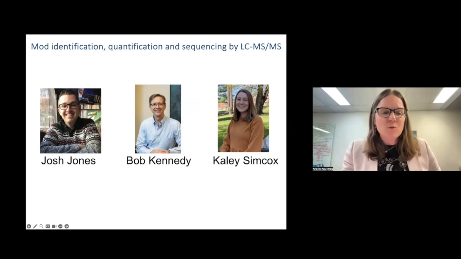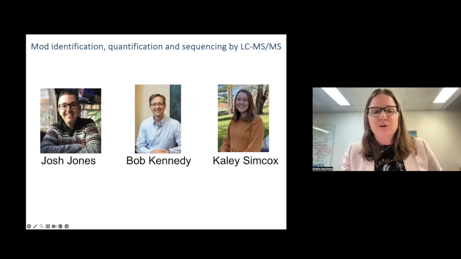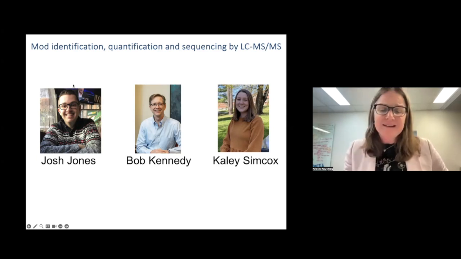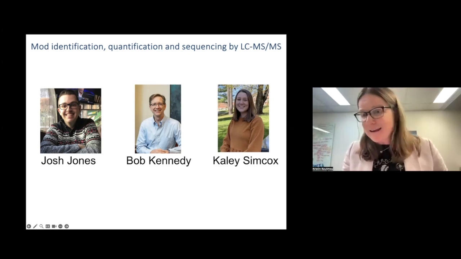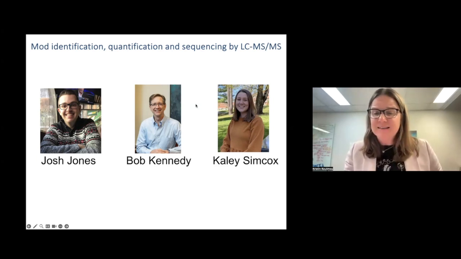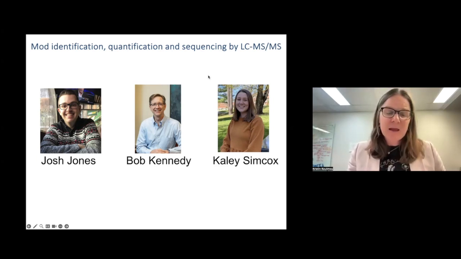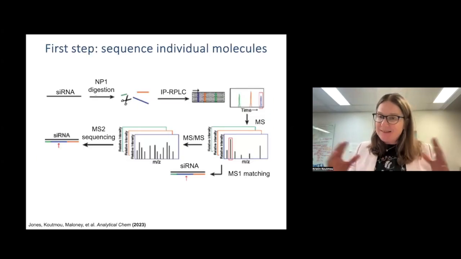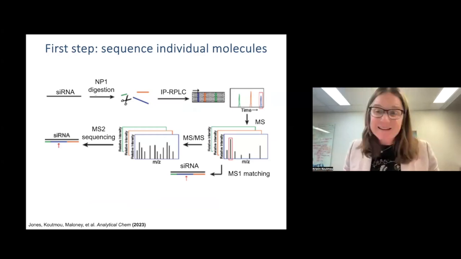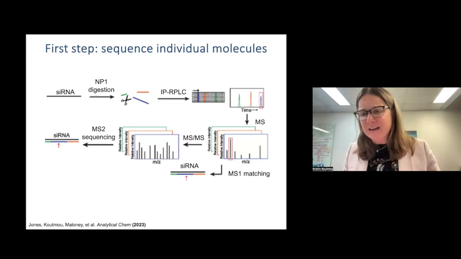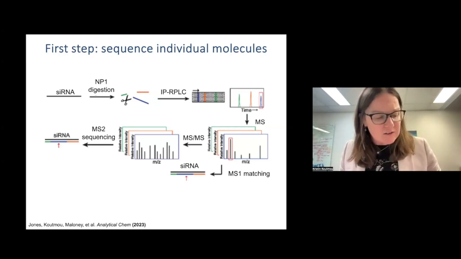And then we moved on with my first analytical student, Josh Jones, who really spearheaded nearly all of the work you're going to see today, my collaborator, Bob Kennedy, and a new student that's come in now to take over these projects from Josh and is making significant headway with E. coli RNA sequencing, Kaylee Simcox. The first thing we did with Josh was to look not only at tRNAs, but at individual siRNAs, because there's a lot of interest from industry.